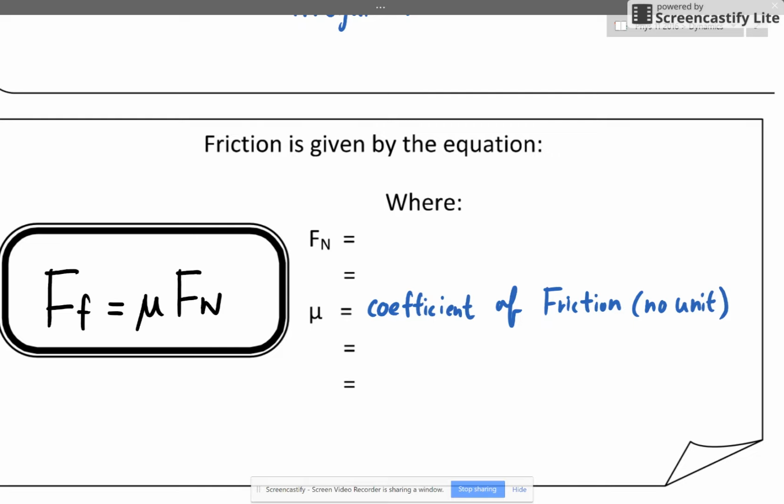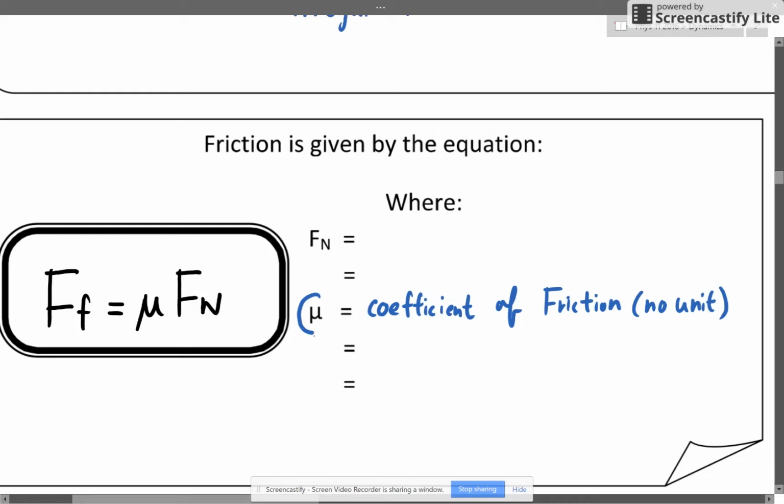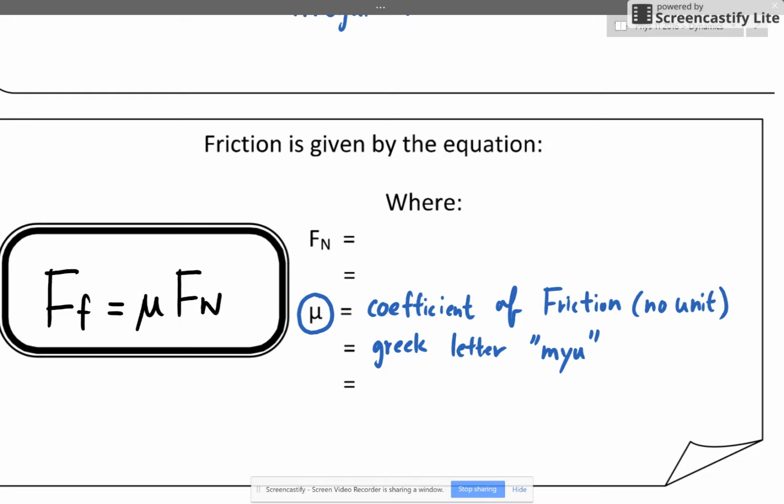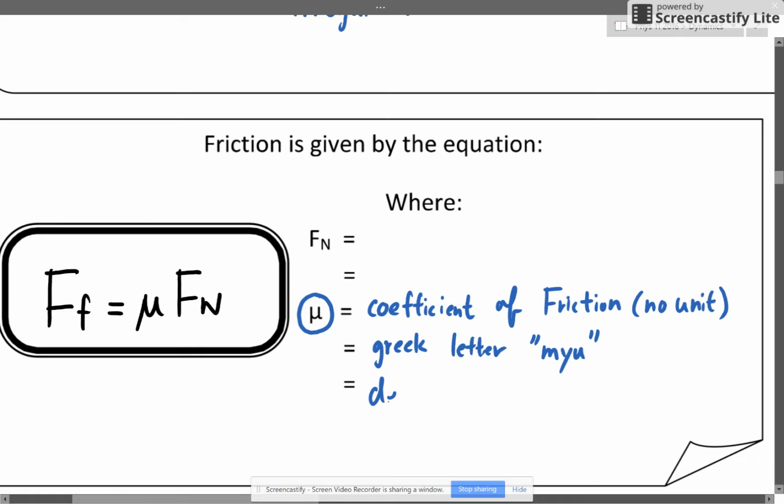So once again, that symbol has a Greek name. This is a Greek letter, and we call it mu. Someone from my day one class commented that it sounds like the Pokemon meow, but it's actually mu. So that value depends on the surfaces.